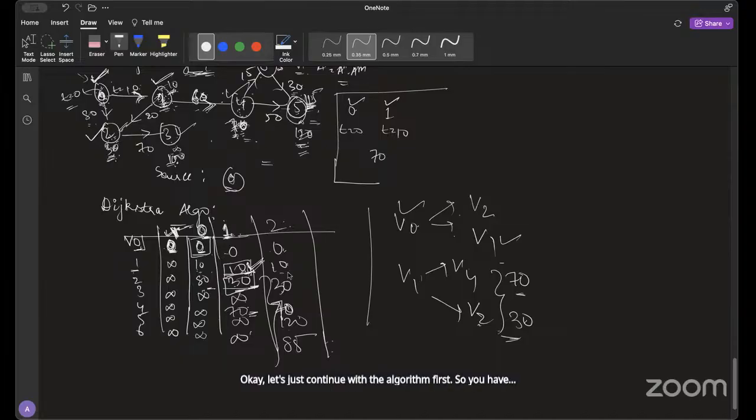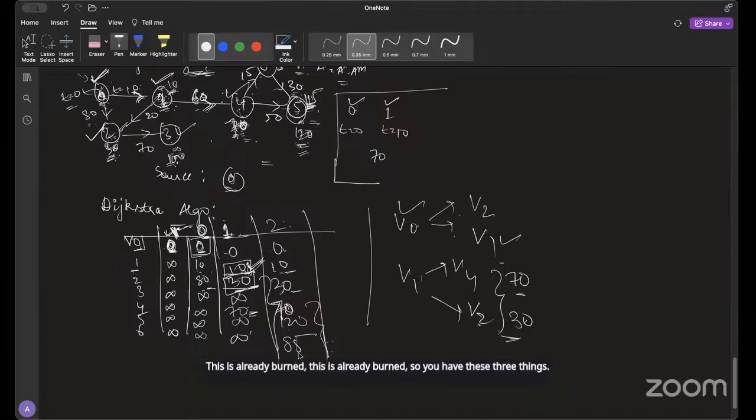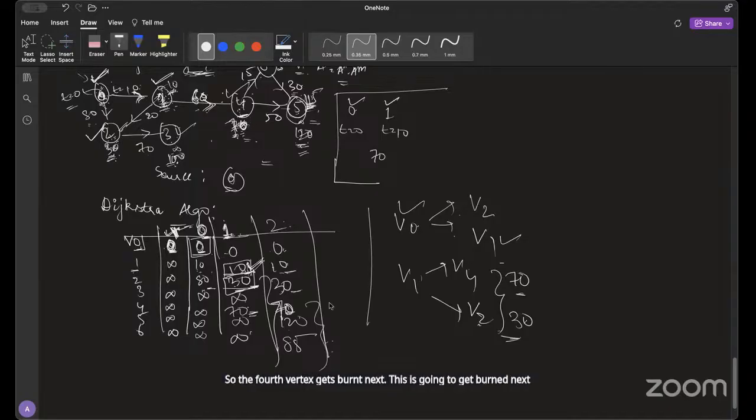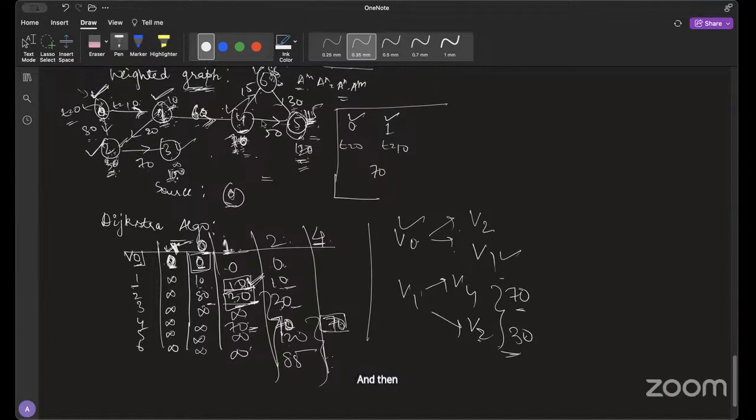So this is already burned, this is already burned. So you have these three things. Now you pick the minimum out of these things. So 70 is the minimum. So the fourth vertex gets burnt next. This is going to get burnt next. So you pick the 70 here and put a 4 here. This just tells you which one is going to burn. And then you put a 70 here because it's now fixed. And then from 70 you will move forward.